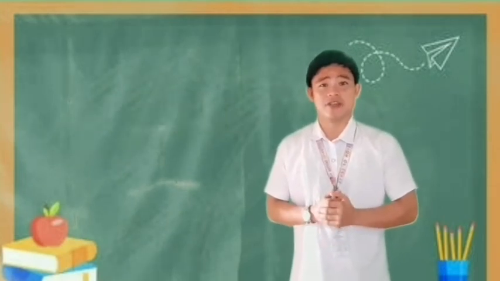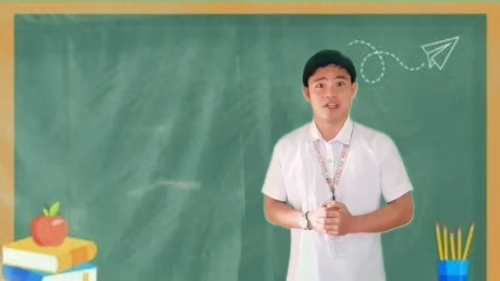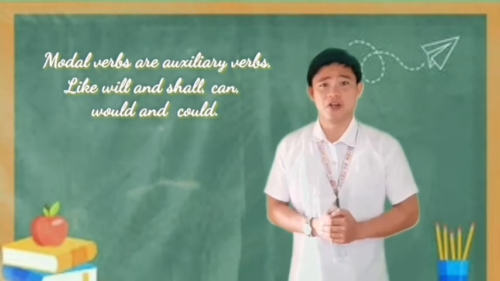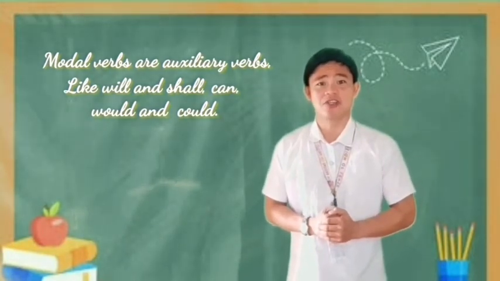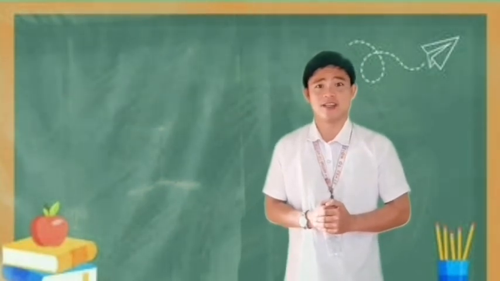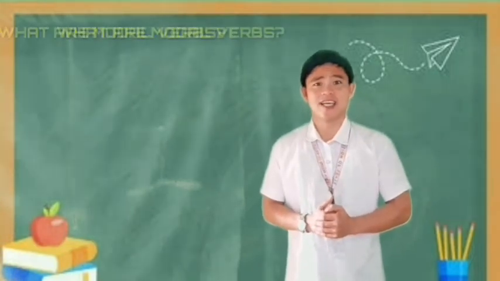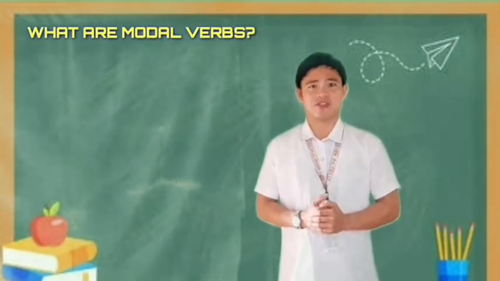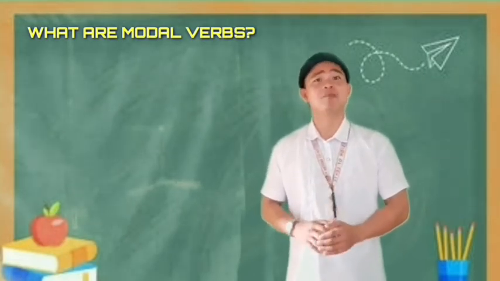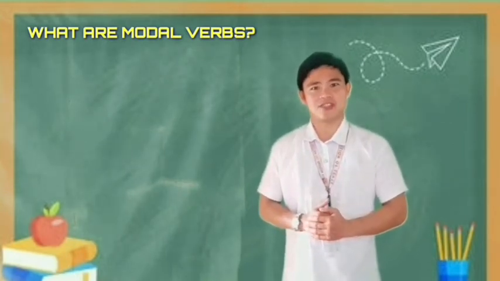Now let us focus our attention to the last two lines of the poem that we read. That says, modal verbs are auxiliary verbs like will and shall, and would and could. Now I know you must be thinking, what is modal and what are modal verbs? Right? Yes, sir. But don't worry, kids. I will help you explore the beautiful world of modal verbs.